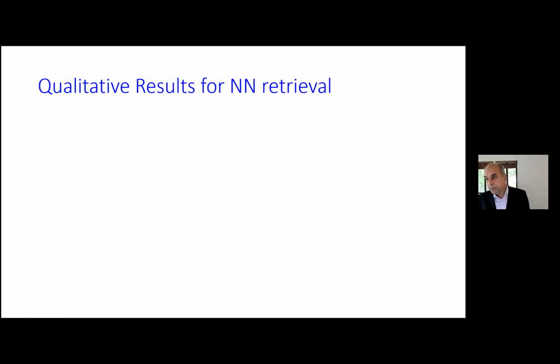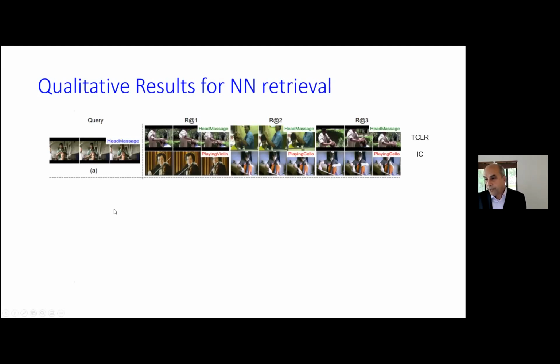This one shows the qualitative results for nearest neighbor retrieval. Let's say the query is this action, which is the head massage. Now, if you use only the IC, the instance contrastive loss, it gives you playing violin, playing cello 2, and playing violin 1. So it's wrong. Top 3 are wrong. But when we use our method, we get all 3 correct.